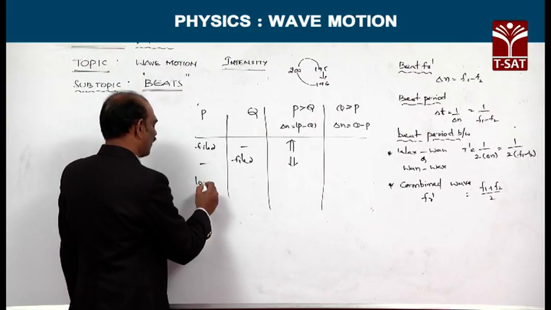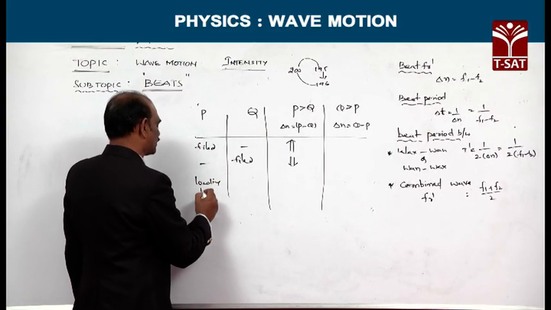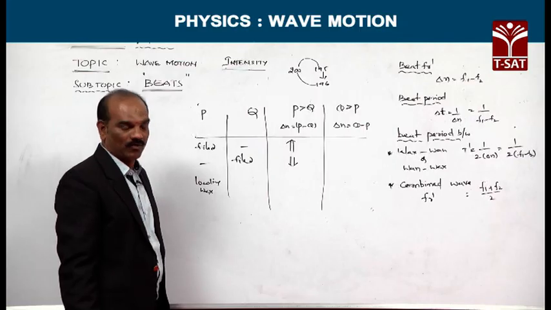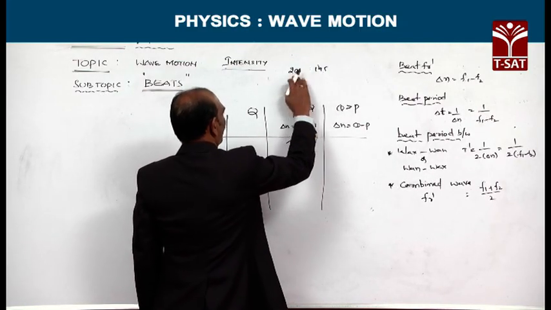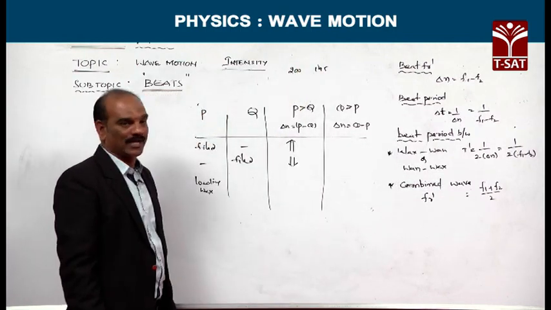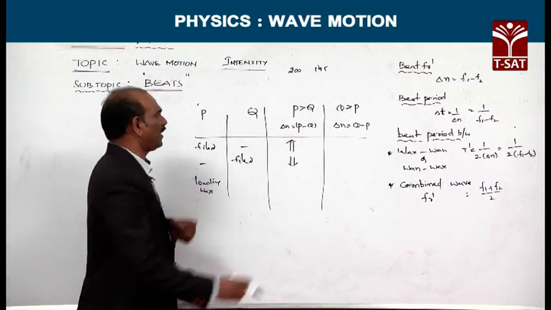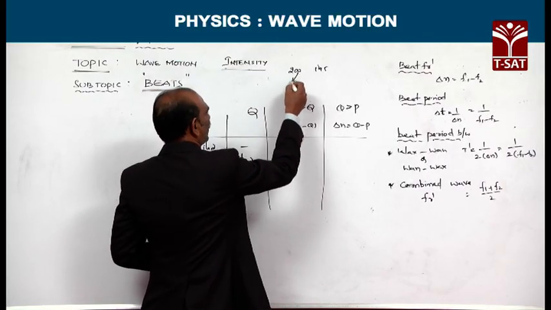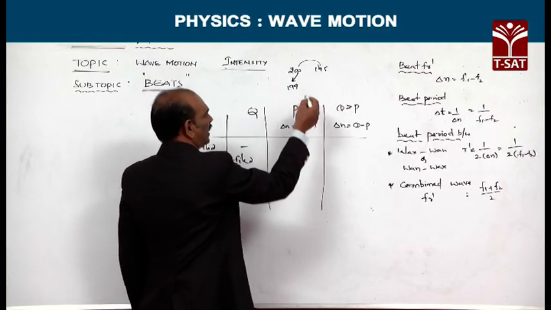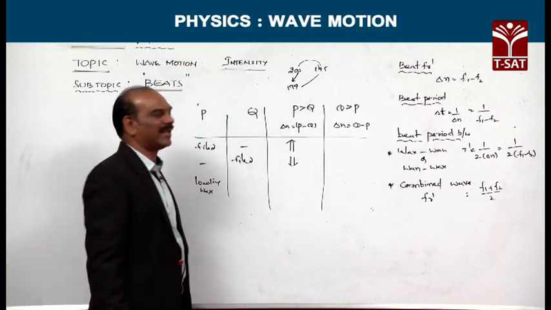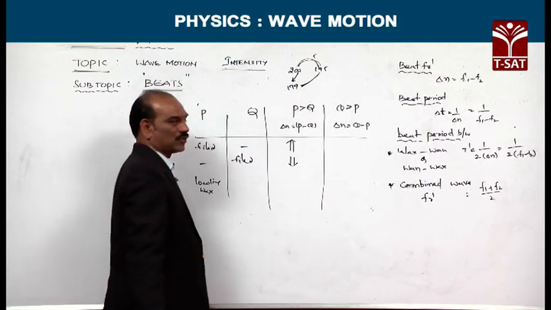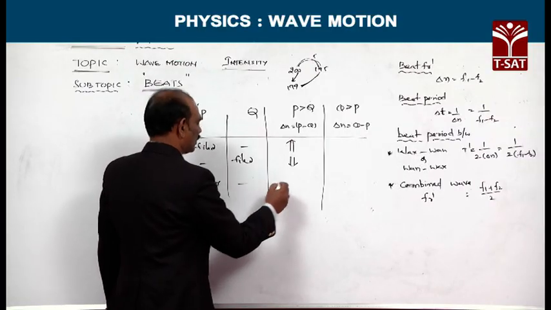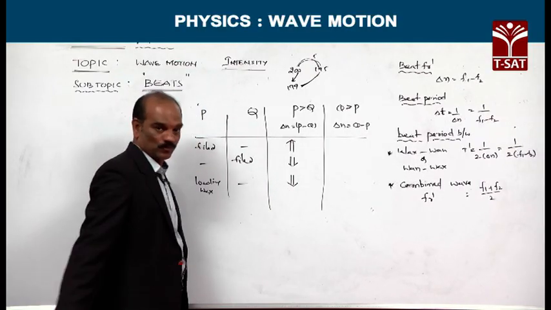Now, by loading wax to the prongs of tuning fork P, what happens? Before waxing load, the frequencies were 200 and 195. By loading wax to P, the frequency may decrease from 200 to 199. Earlier the difference was 5, but now the difference decreases. So, earlier the beat frequency was 5, now the beat frequency is 4. Therefore, in this case beat frequency decreases.